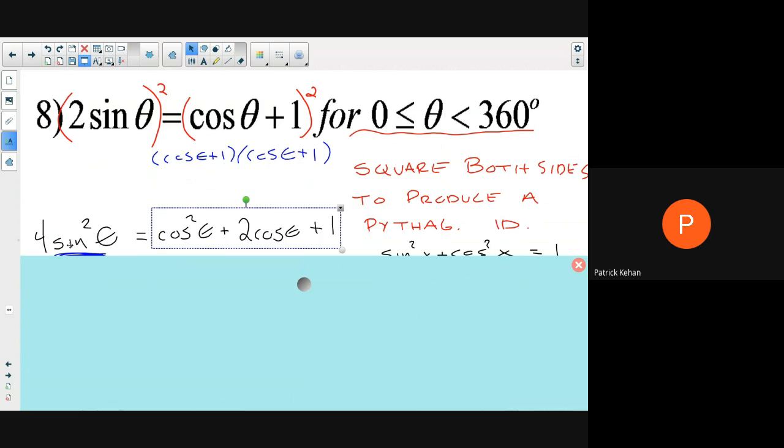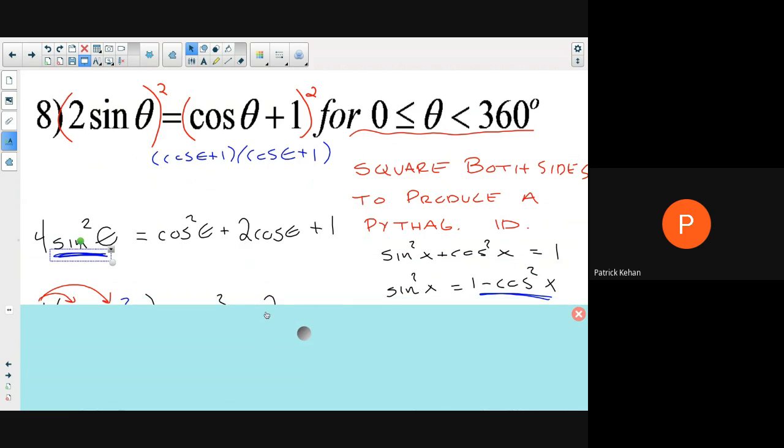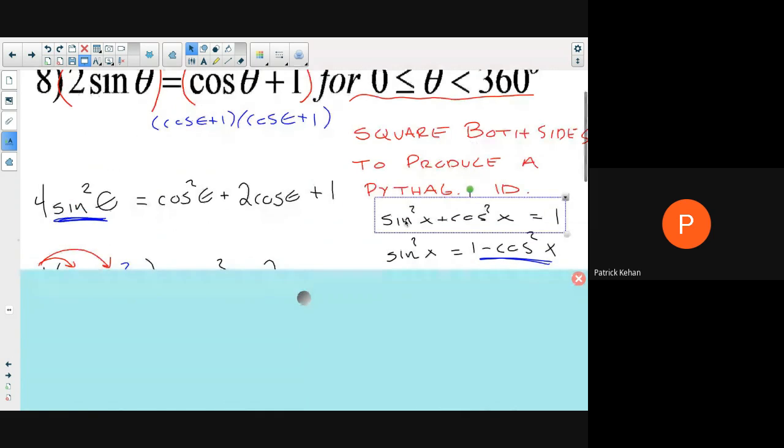So it's going to make the most sense to take this sine squared theta here and convert it into 1 minus cosine squared, right? So that's what we're going to do. We're going to use the standard Pythagorean identity, isolate sine squared theta, and then we have 1 minus cosine squared theta. So we're going to replace sine squared theta right here with 1 minus cosine squared theta. Then we'll have a trig equation in terms of all cosine terms.